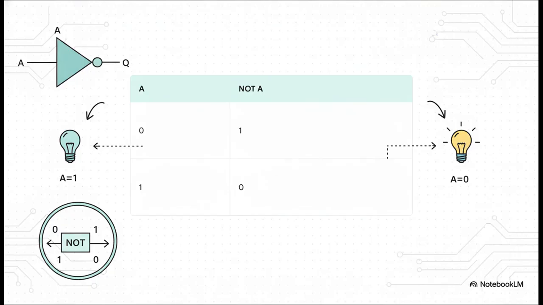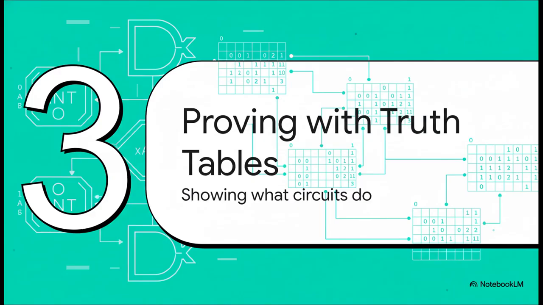And as you can see from the official diagram, the truth table is about as simple as it gets. If A is 0, the output's 1. If A is 1, the output's 0. Done. Easy peasy. Okay, so we've met our 3 main gates, but how do we actually use this stuff to score points in an exam?